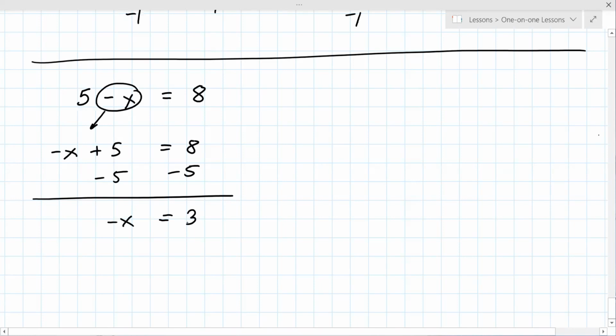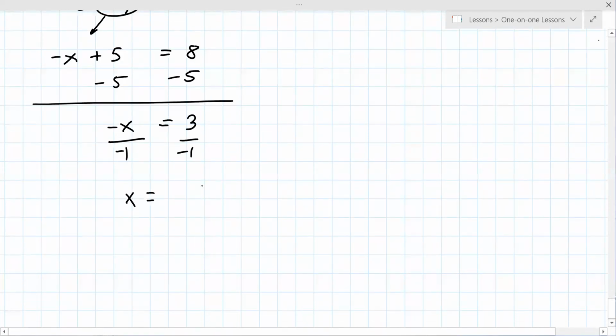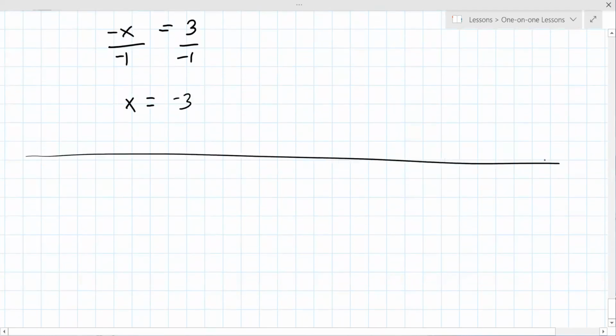Now how do you undo that negative in front of x? In between the subtraction sign and the x, you put a 1. You divide both sides by negative 1. So x, yeah, that's what I meant. And what does it become on the right hand side? On the right side, it's negative 3. Good. All right, let's try another one here.